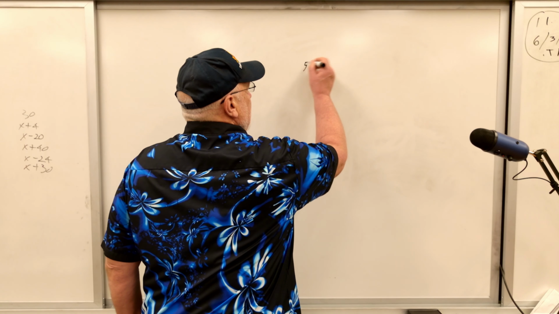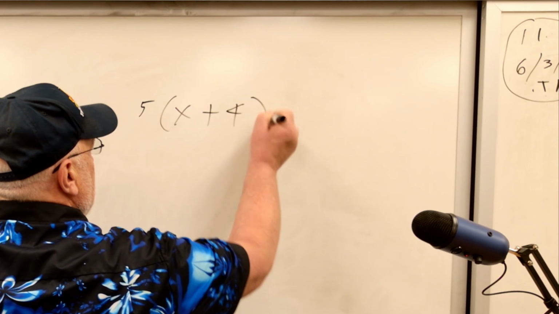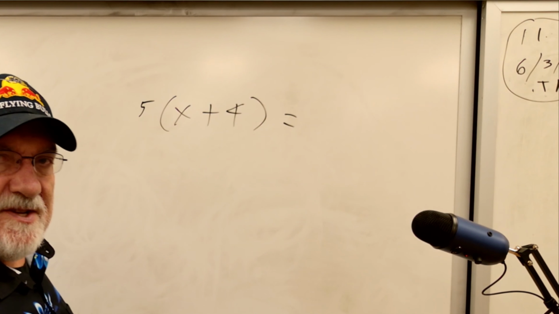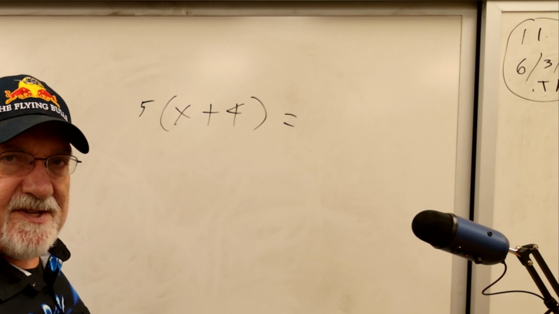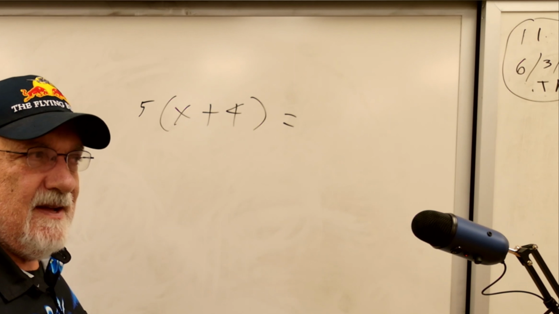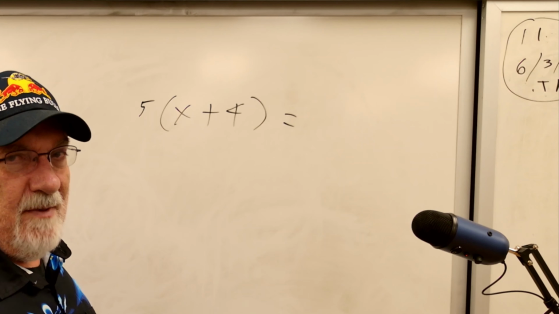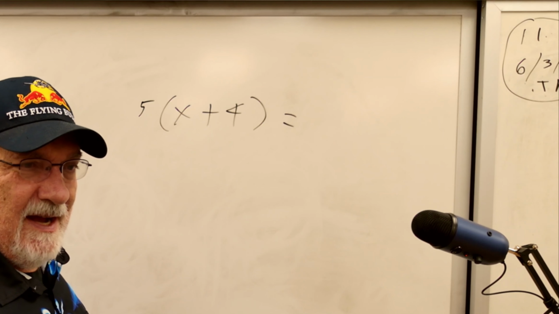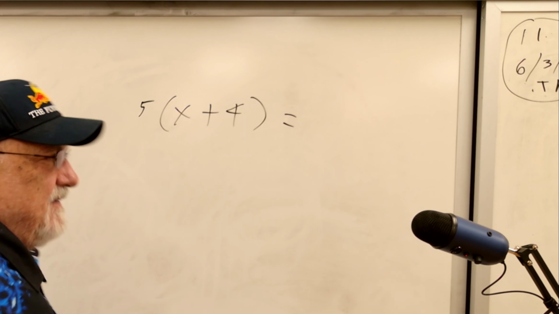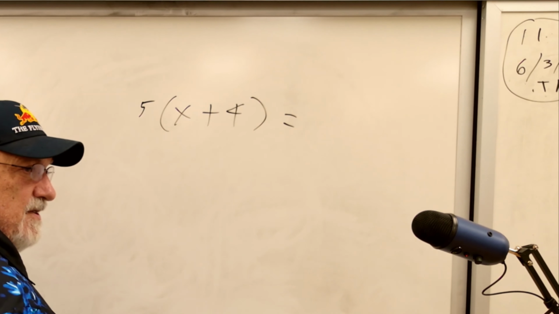So if we have 5 times x plus 4, that's pretty easy to do. And I highly recommend that you set up your equation in your notebook and go step by step, and don't skip any steps or try to do it in your head. You're much better off doing it line by line and using the equal sign. That really helps center your thinking.